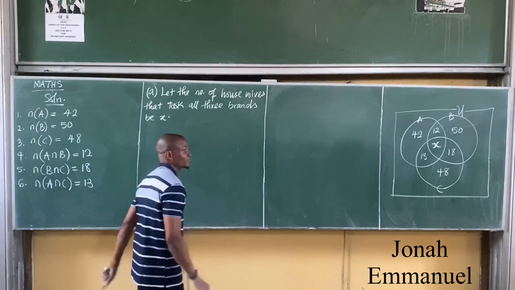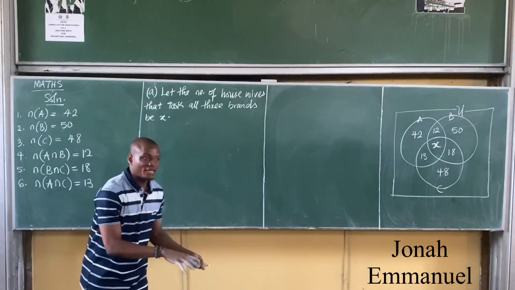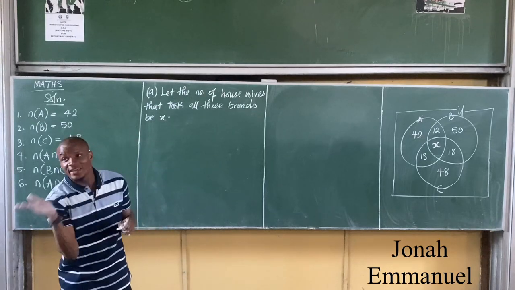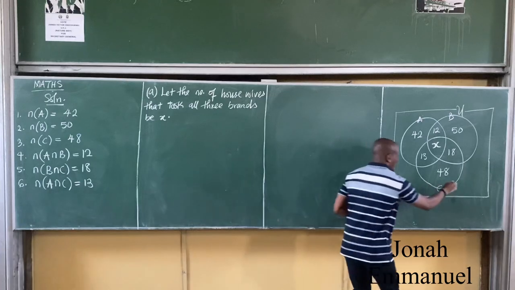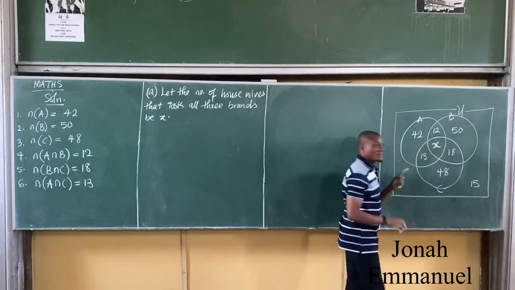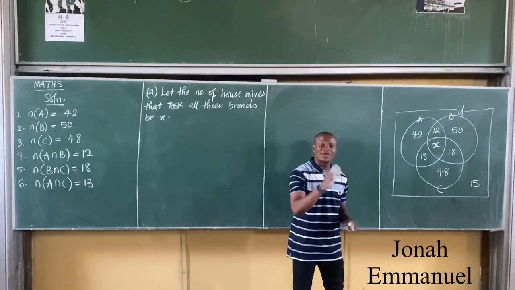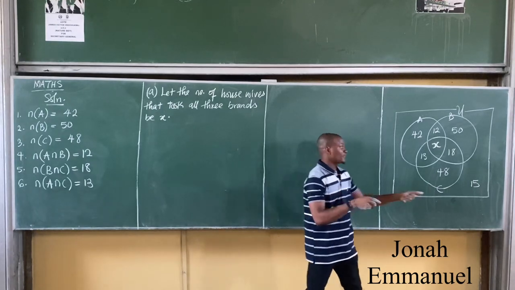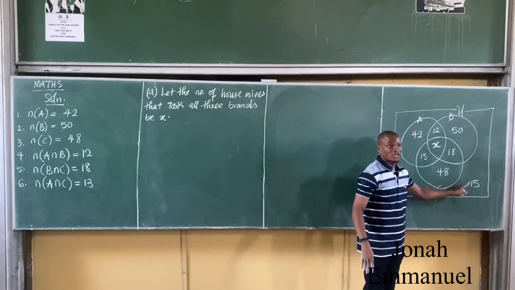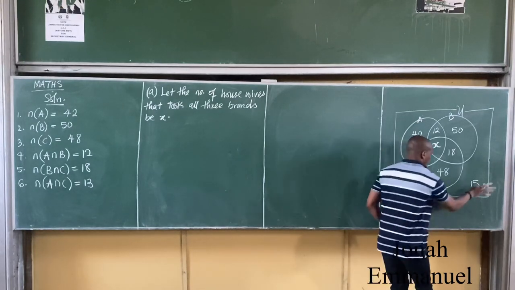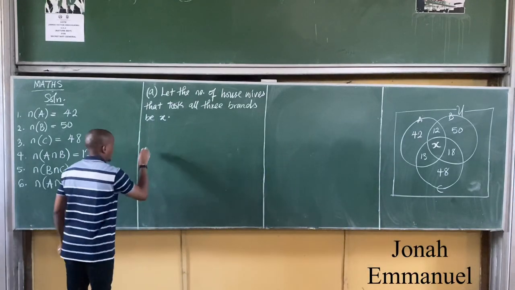At this point, they have said 15 housewives used neither A nor B nor C. That means if they say 15 housewives did not use any of A, B, C, it should be outside. But since I'm not given that value, I'll ignore it. Alright, so let's get our ring diagram.